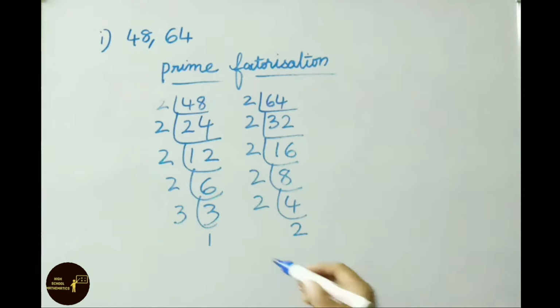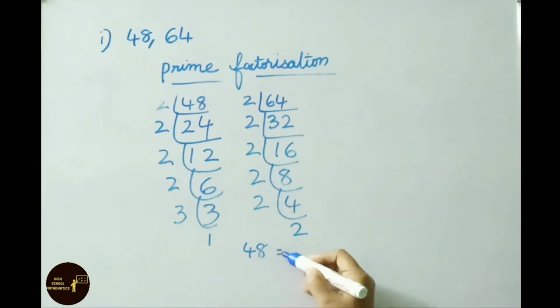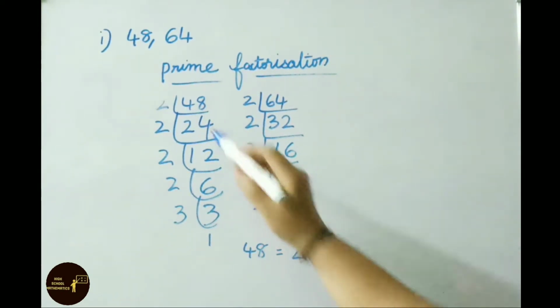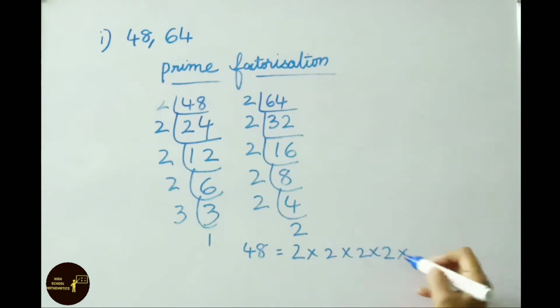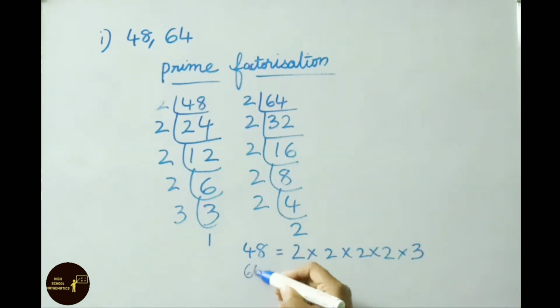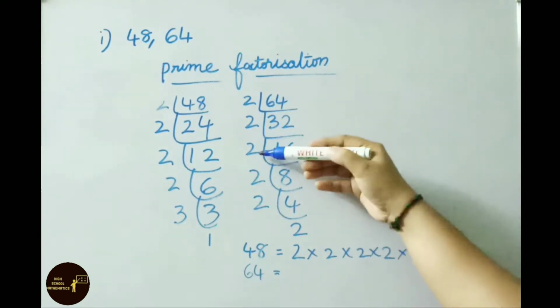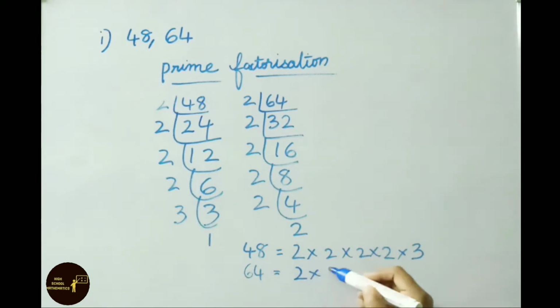Now let us write factors for 48. That is 4 times 2 multiplied, and multiplied last by 3. Next, factors for 64. That equals 6 times 2 multiplied.